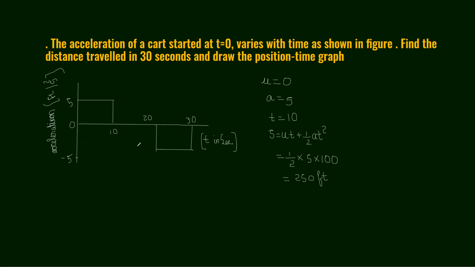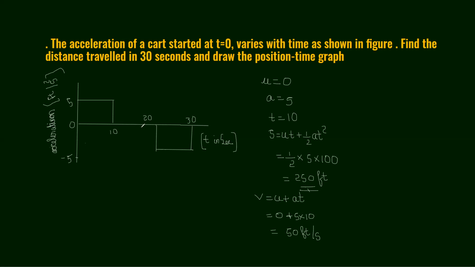Okay, so it starts from rest. What's the velocity of the cart at the end of 10 seconds? So we know that velocity equals u plus at. So initial velocity equals 0, acceleration is 5, time 10. So the velocity at 10 seconds equals 50 feet per second. So we found out that the distance traveled in the first 10 seconds is 250.